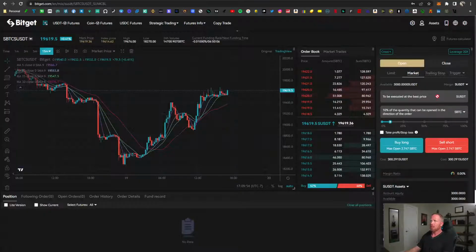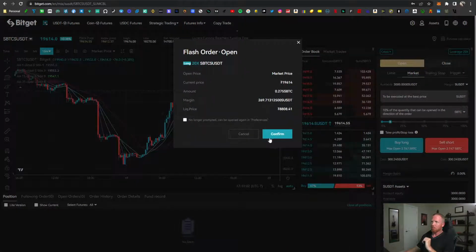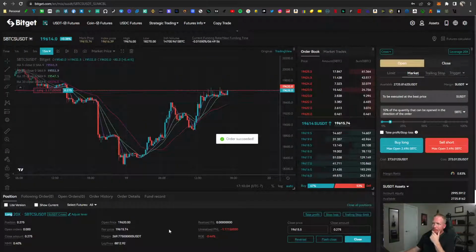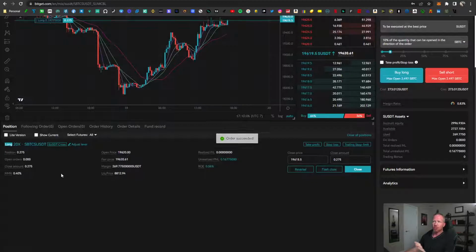All right, so again, best price may not be a good fill. Let's see what it does for us here. Let's go ahead and buy the long position at 10% with our 20x leverage cross margin. Okay, so what it's going to do here is show us the market order, essentially, and where we're at here.